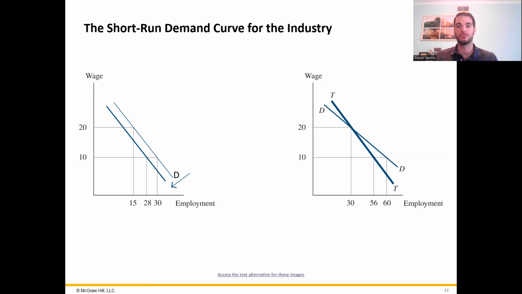So we don't want to ignore the effect of price changes. That's the important thing to note here. We can't just sum these up because of the change in prices for the industry overall.